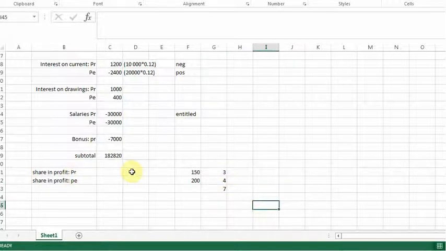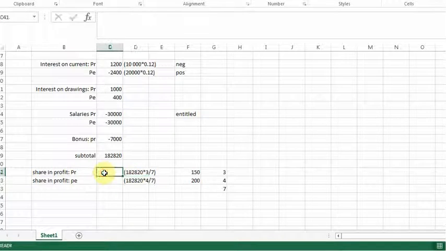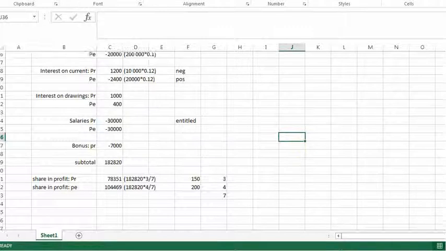So for the share in profit, I'm going to say for Practice, he's going to get of the subtotal that is left, he's going to get 3 out of 7, and Perfect will get of the subtotal that remains, he will get 4 out of 7. So if I do that calculation, I get answers with decimals. Please don't think that you are wrong when you get decimal answers. And I'm just going to round them to the nearest full rand. So there I've done my appropriation calculation.